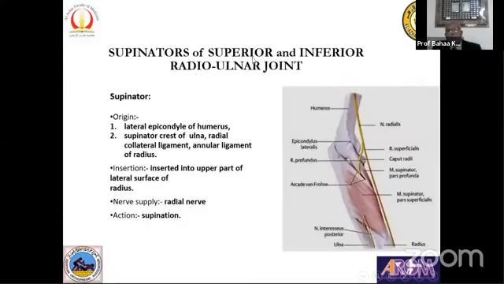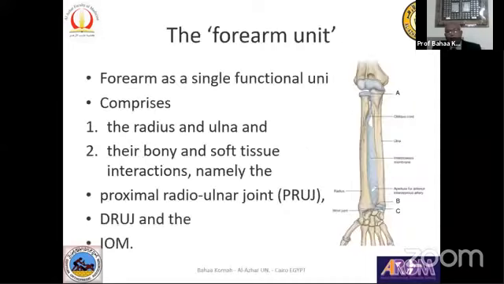The supination of the superior and inferior radio-ulnar joint is mainly by the supinator, which has 2 origins: the lateral epicondyle of the humerus and the supinator crest of the radius. The main function is supination of the forearm, together with the biceps tendon.